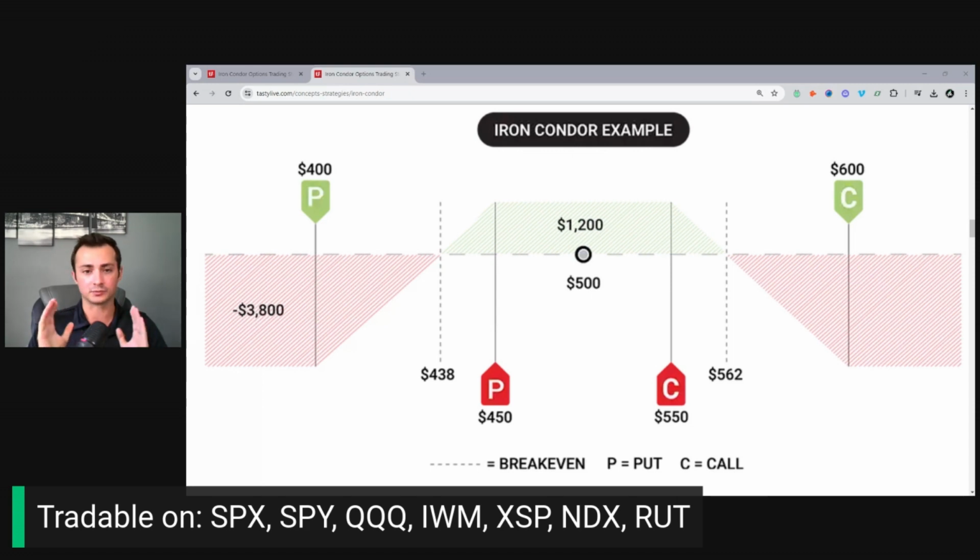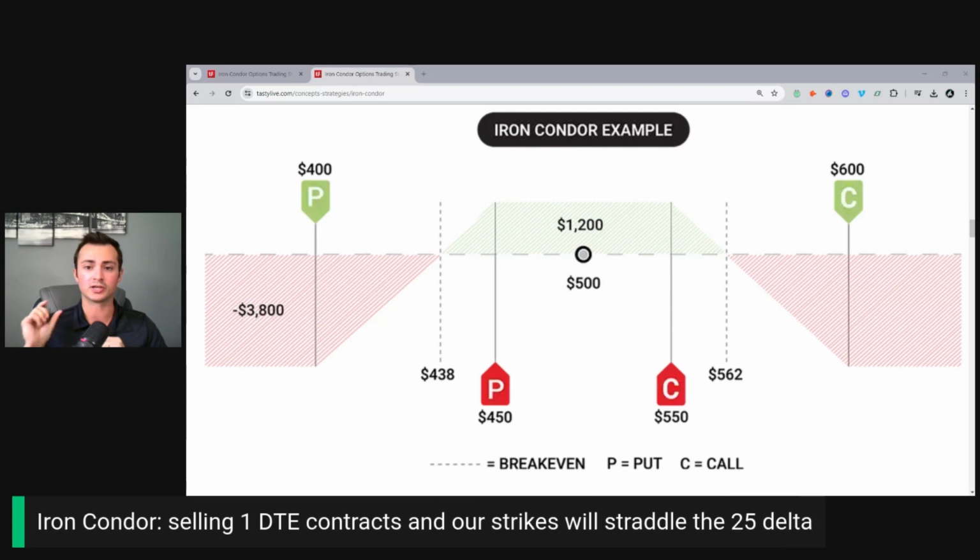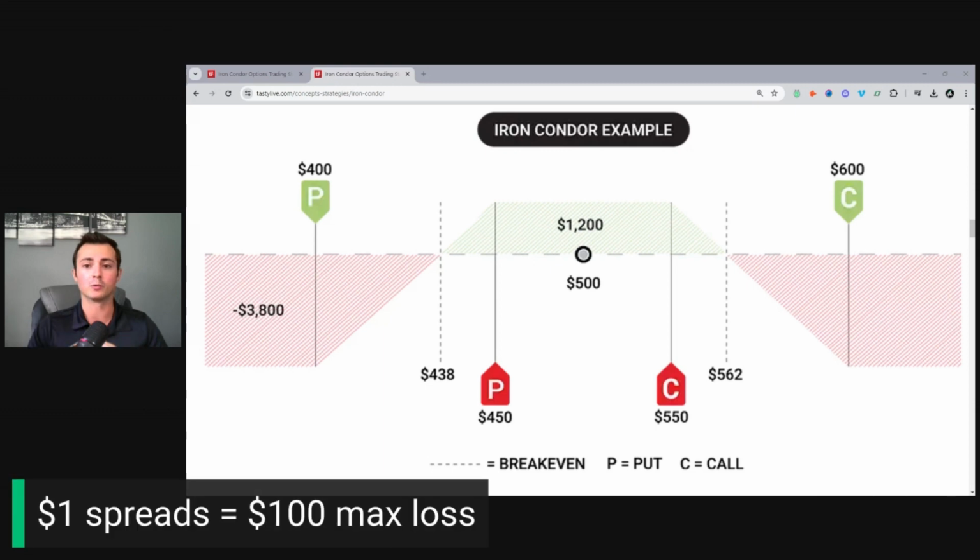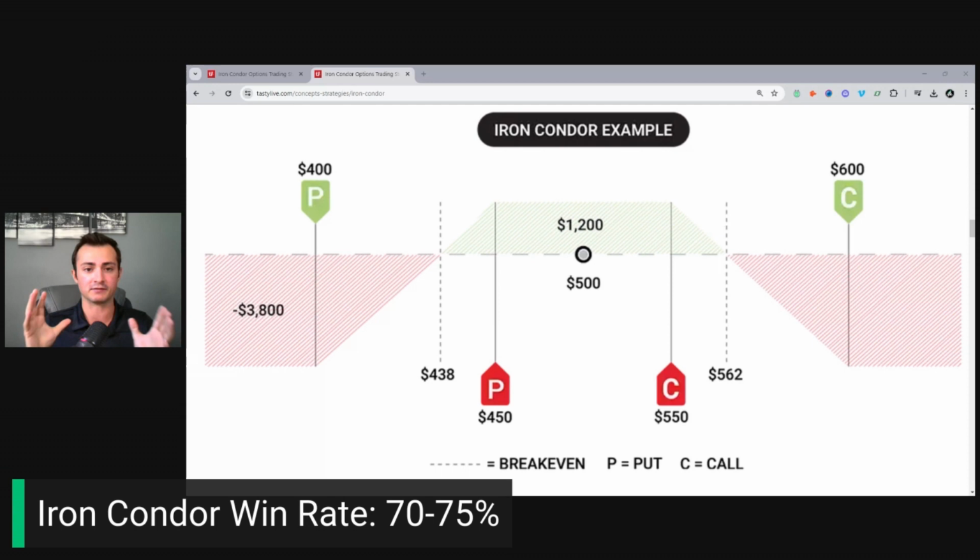So again, to recap, we are selling 1 DTE contracts. We set up our strikes around the 25 delta. That gives us inherently a $1 spread, which means a $100 max loss. Our win rate is between 70 and 75%, depending on where the spread gets set up for that day. And all of this information will be included in our watch list, so that way you can go out and trade this manually if you would like, or you could have PeakBot automate the entire process for you.